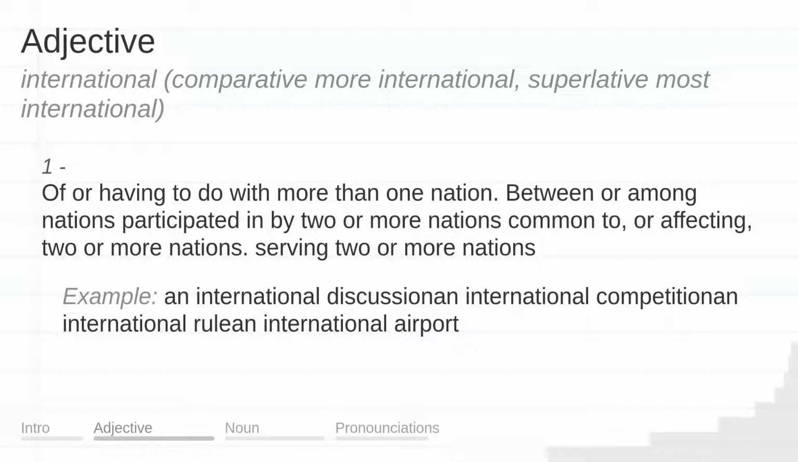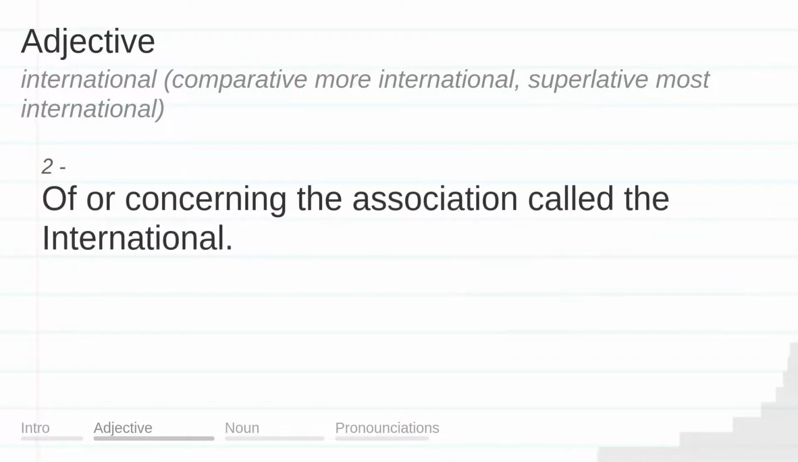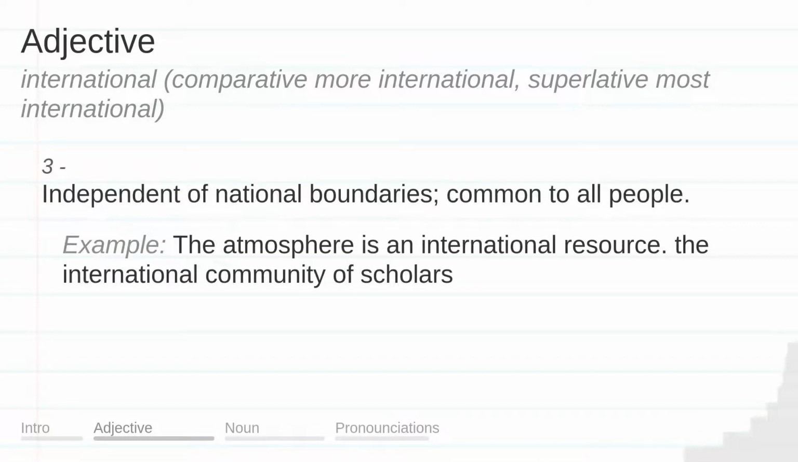Example: an international discussion, an international competition, an international rule, an international airport. Ever concerning the association called the International. Independent of national boundaries, common to all people. Example: the atmosphere is an international resource, the international community of scholars.